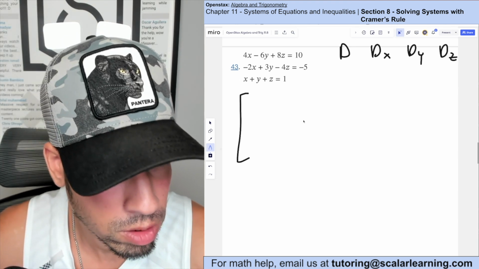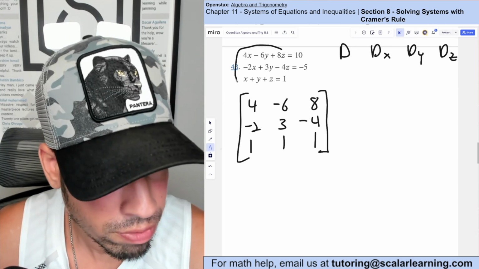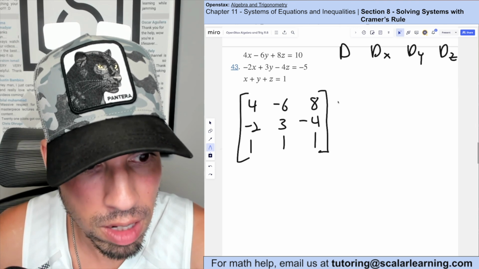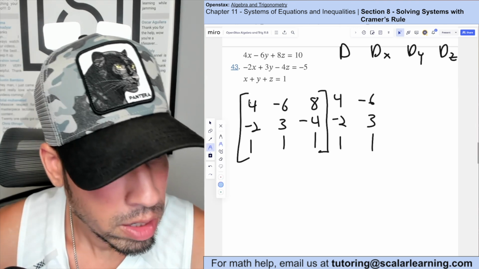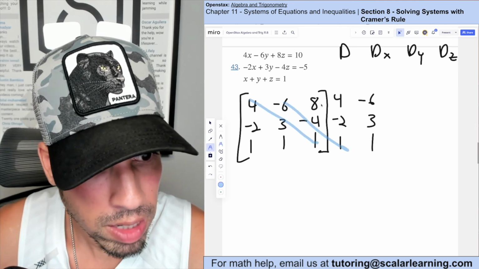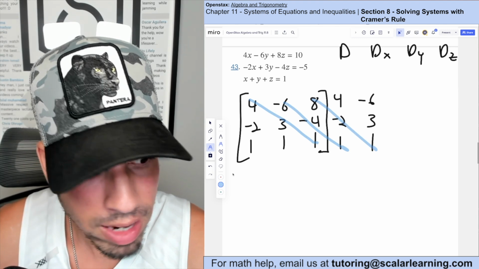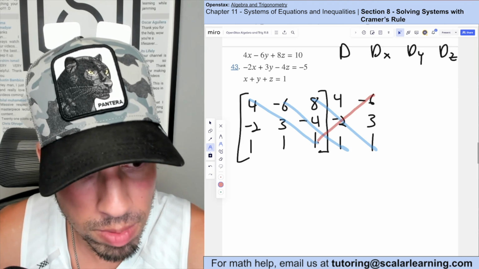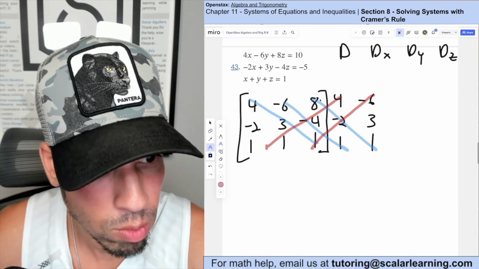All right, let's start with d. Let's set up our matrix. I just used all the coefficients provided here, and now let's find the determinant. First, I'm going to repeat column 1 and column 2. Now we're going to multiply down, multiply down, multiply down, right? We're going to add each of those products, and then we're going to subtract these products, coming diagonal the other way. That one, and that one.